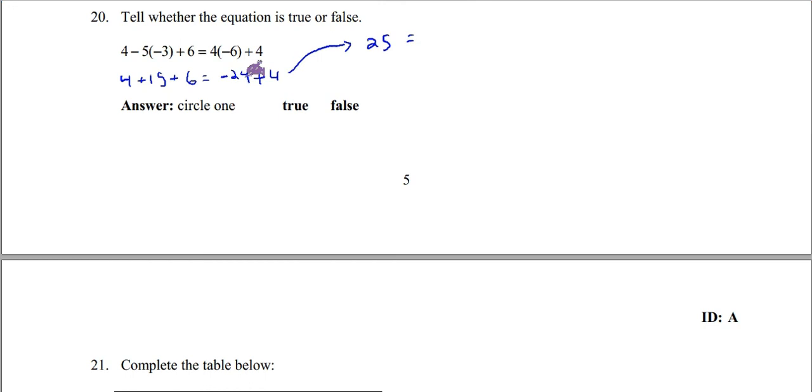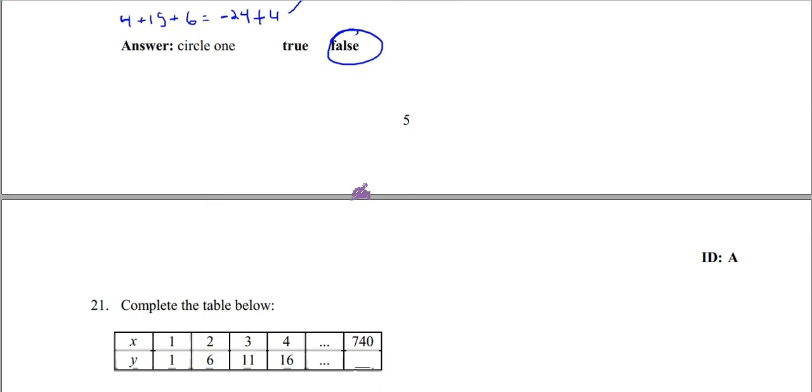And this is negative 24 plus 4. Start 24 to the left of 0. Add 4. That means move to the right 4. You're going to be at negative 20. Those are not equal. So that is false.